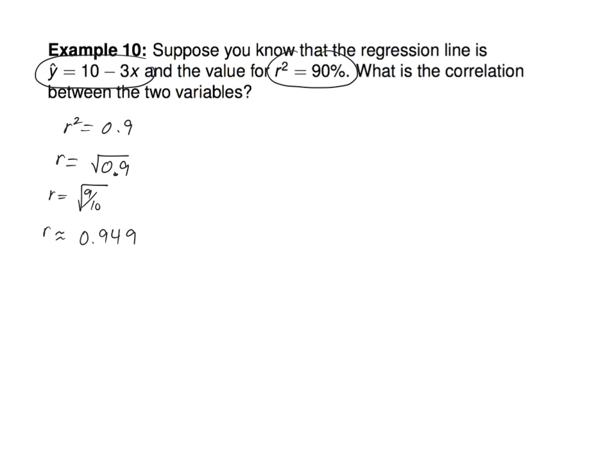And the question is, technically speaking, I made a slight mistake. I probably should have said plus or minus. And the question is, which one? I gave you the information that you need to figure that out. That's the regression equation, right? The slope is negative. Therefore, there is a negative association, right? Therefore, R is negative 0.949.